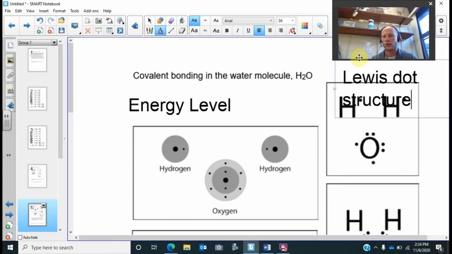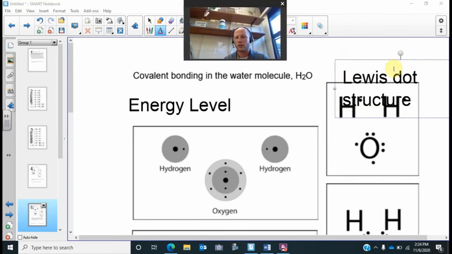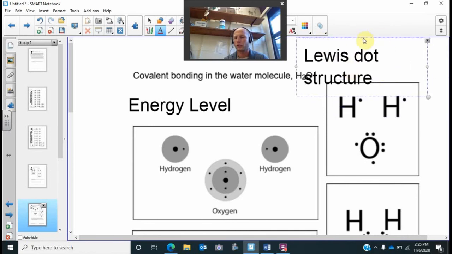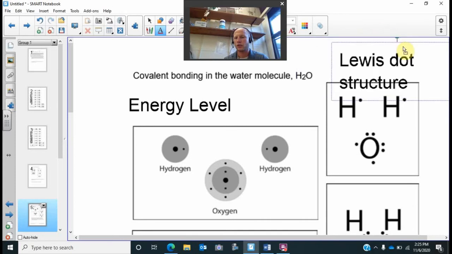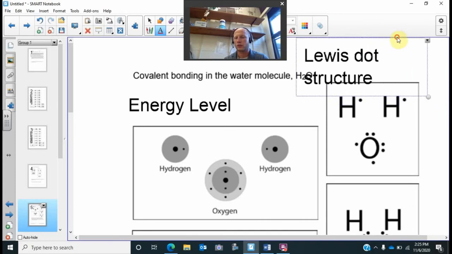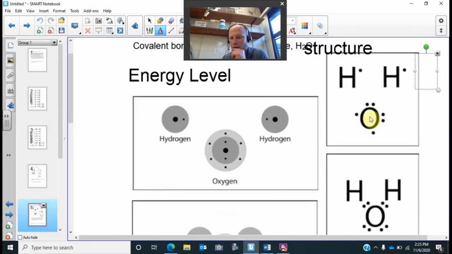The big difference with the Lewis dot structure is that it shows our valence electrons. Wow, and this is not helping me one bit. But anyways, our Lewis dot structure shows only the valence electrons. So if we see oxygen here, we have 8 total electrons that this energy level diagram is showing. But on our Lewis dot structure, we're only seeing these 6 electrons, because our valence electrons are only shown here.